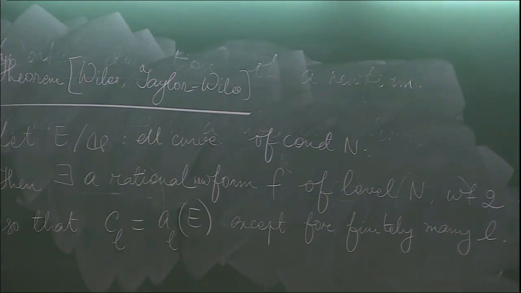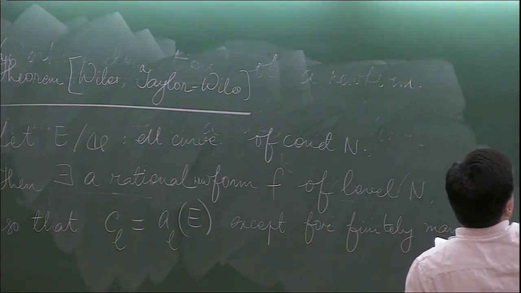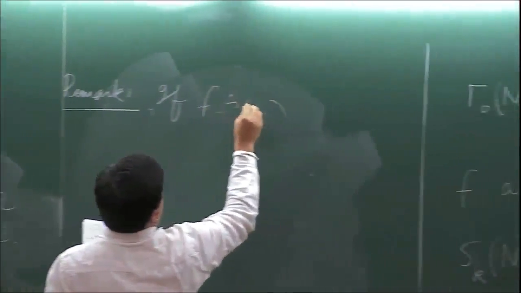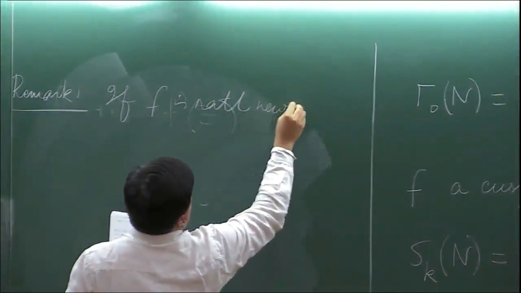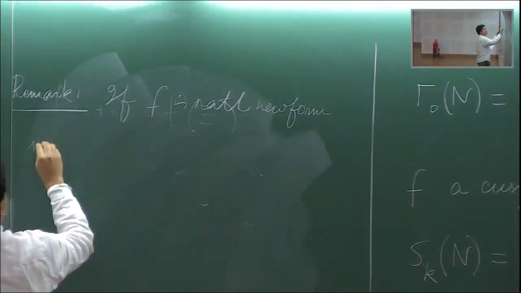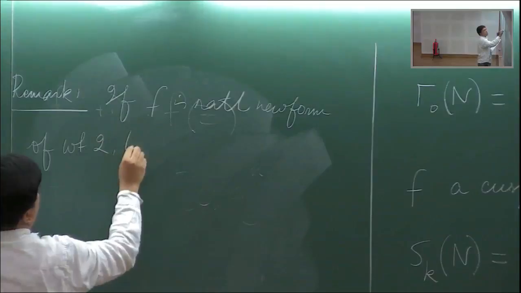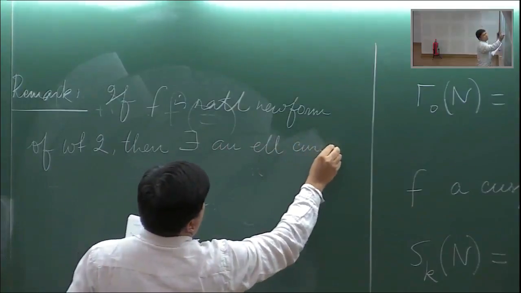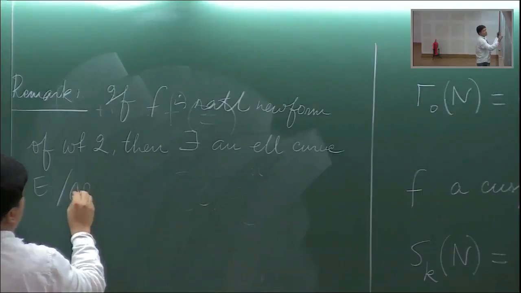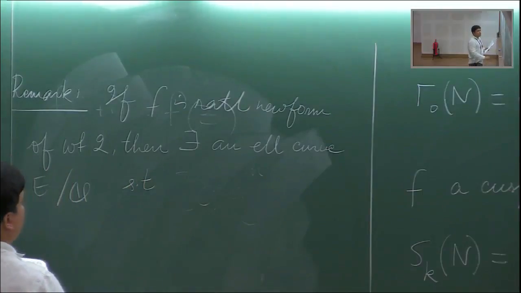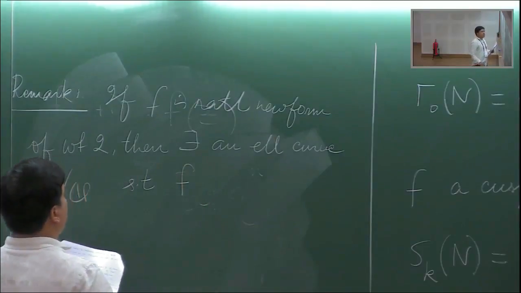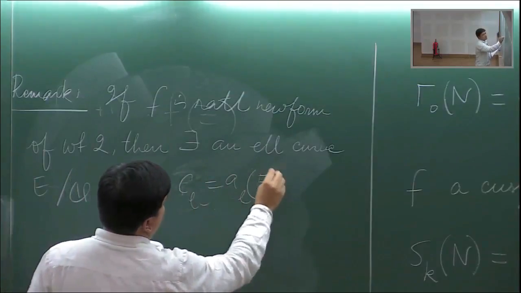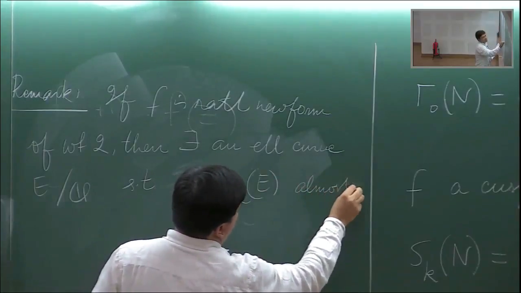So now, okay, remark: if F is a rational new form of weight 2, then there exists an elliptic curve E defined over Q such that your F, so that C_l is equal to a_l of E, okay, for almost all primes.